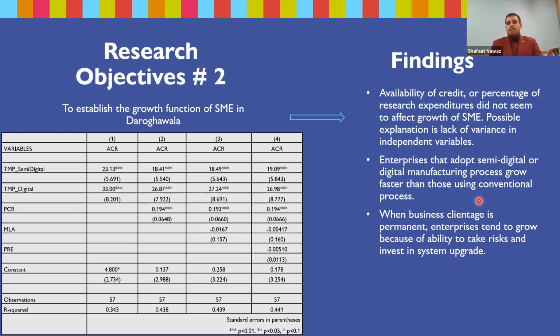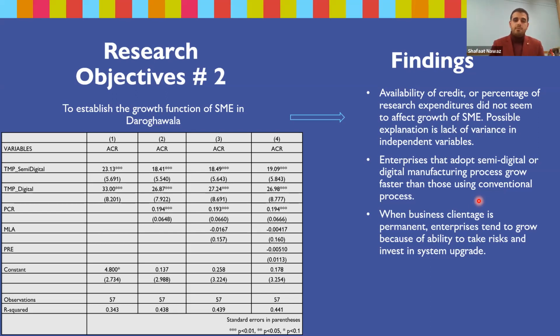But we ended up finding 2 relationships here. First, enterprises that adopt semi-digital or digital manufacturing processes grow faster than those who are using conventional processes. And secondly, businesses that had a permanent clientage, which is having permanent vendors to continue business with over time, tend to grow because of the ability to take risks and invest to upgrade their system.